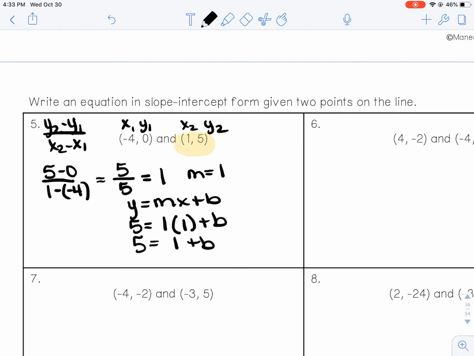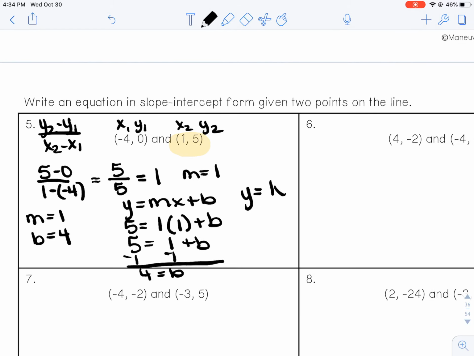All right, how do I remove 1 and get the b all by itself? Well, I subtract it. So b is equal to 4. So m was equal to 1, b is equal to 4. And when I write my equation, that's going to be y equals 1x plus 4. And some of you guys may know that you don't have to have the 1 there, so we can just say y equals x plus 4. Sorry about that.